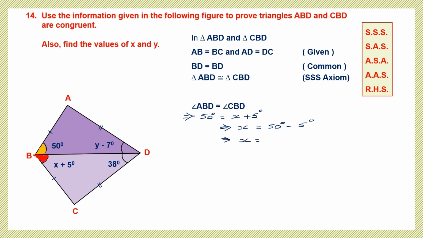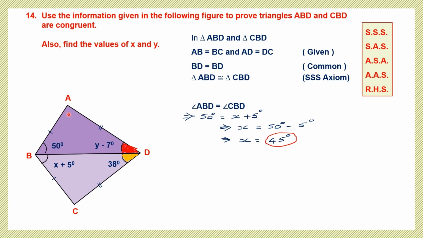So we have found the value of x. How? 50 degrees minus 5 degrees is 45 degrees. So x is equal to 45 degrees. So we have used this part to find the value of x. Now where is y? Y is this side. So we have to use this part to find the value of y.